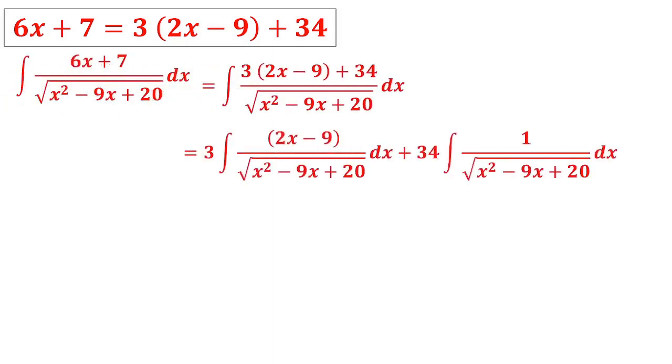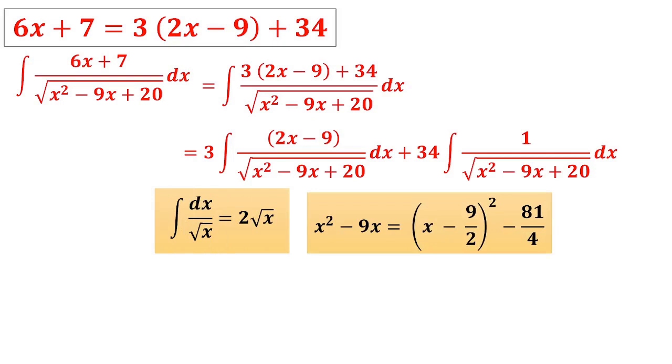I am substituting them now, splitting the integral into 2. In the first integral, the numerator contains the differentiation of the quadratic factor inside the square root. Therefore, it is 2 into the square root. On the right hand side, in the second integral, x square minus 9x can be written as x minus 9 by 2 the whole square minus 81 by 4.